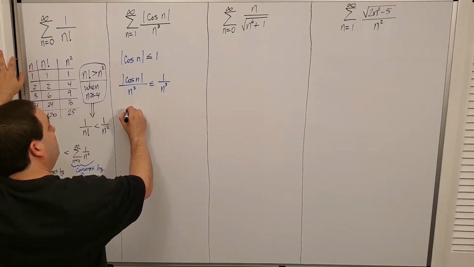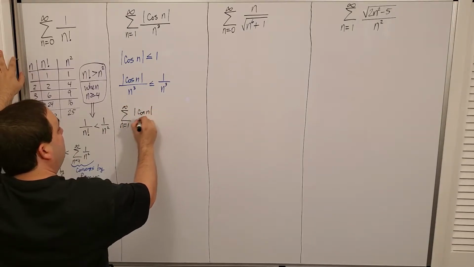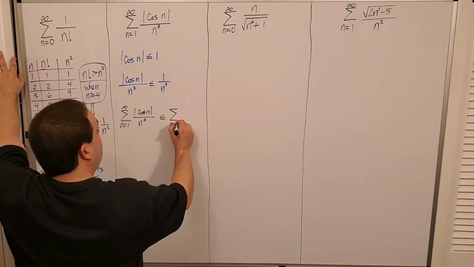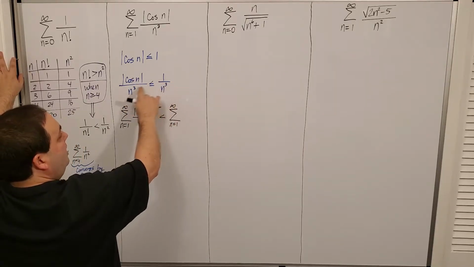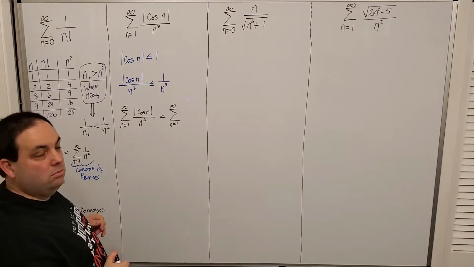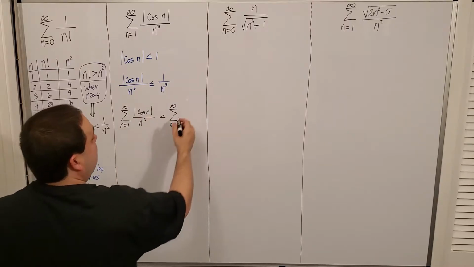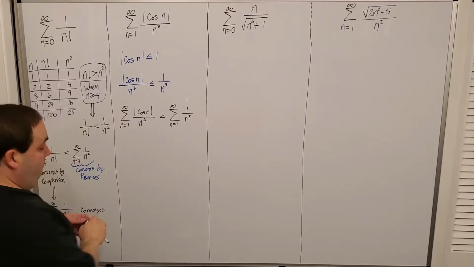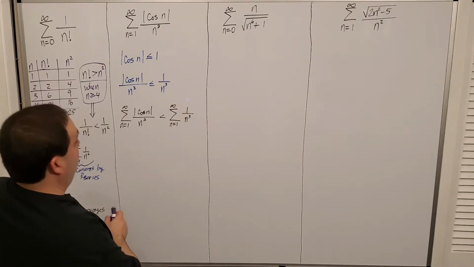Then, therefore, the sum n equals 1 to infinity of the absolute value of cosine n over n cubed would have to be less than or equal to the sum n equals 1 to infinity of 1 over n cubed. And really, more stress on the less than, because these are less than or equal, but not every single one of them is equal. For the most part, you have less. So when you add them all up, this sum is going to be less than that one. Now, of course, we already know that this one converges by p-series.